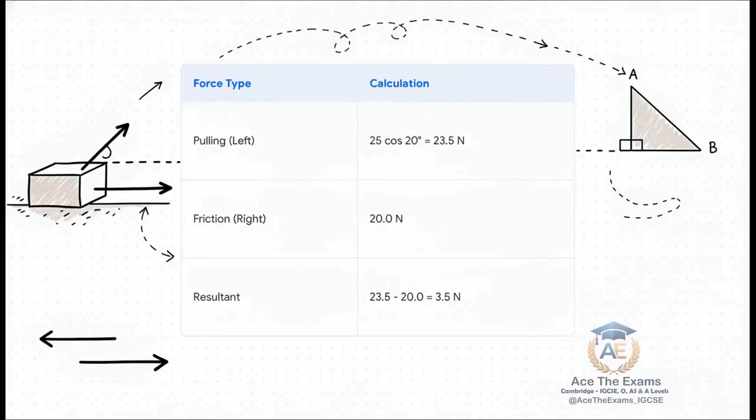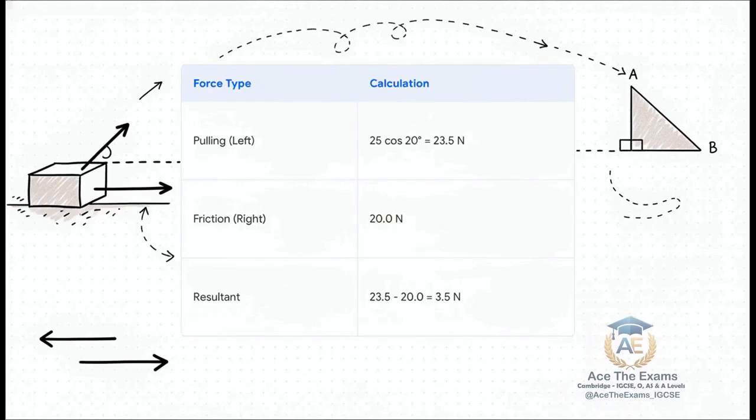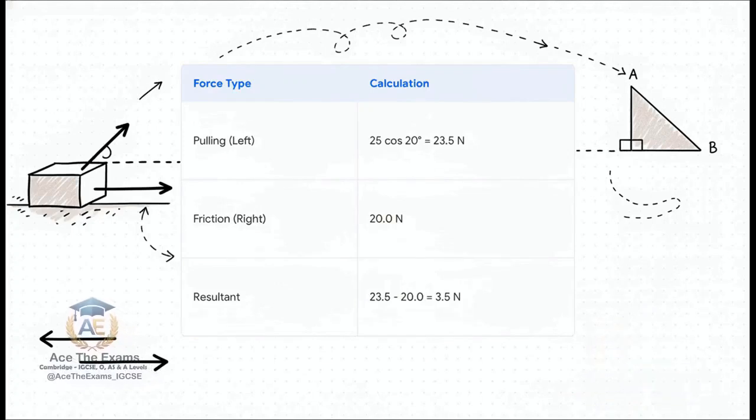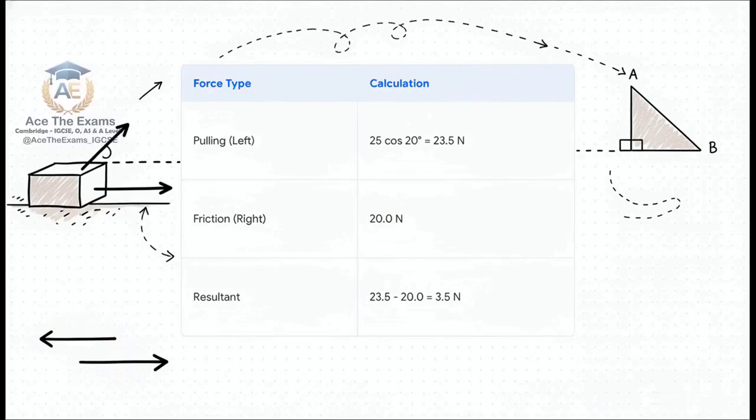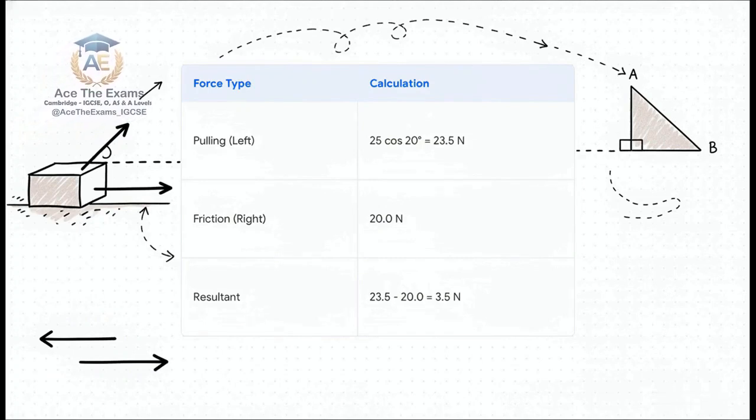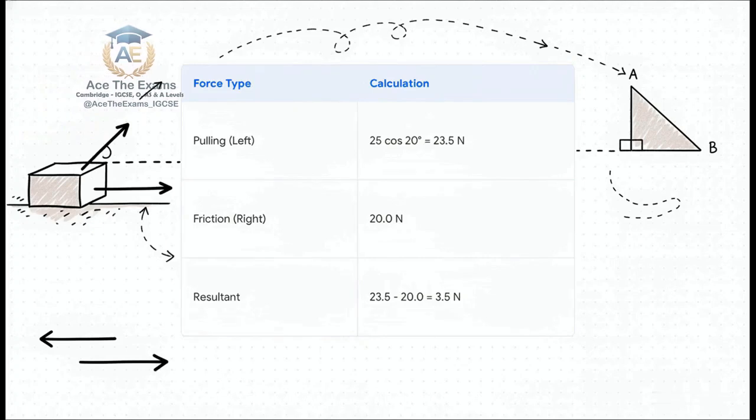So to find the resultant force, we can't just subtract 20 from 25. Why? Because that pulling force is angled. We only care about the horizontal pull that's actively fighting the friction. To find that, we have to resolve that angled force using a little bit of trigonometry. The horizontal component is 25 times the cosine of 20 degrees, which gives us 23.5 newtons acting to the left. The frictional force is acting to the right at 20.0 newtons. Subtract the two, and we find our true resultant force is just 3.5 newtons to the left.